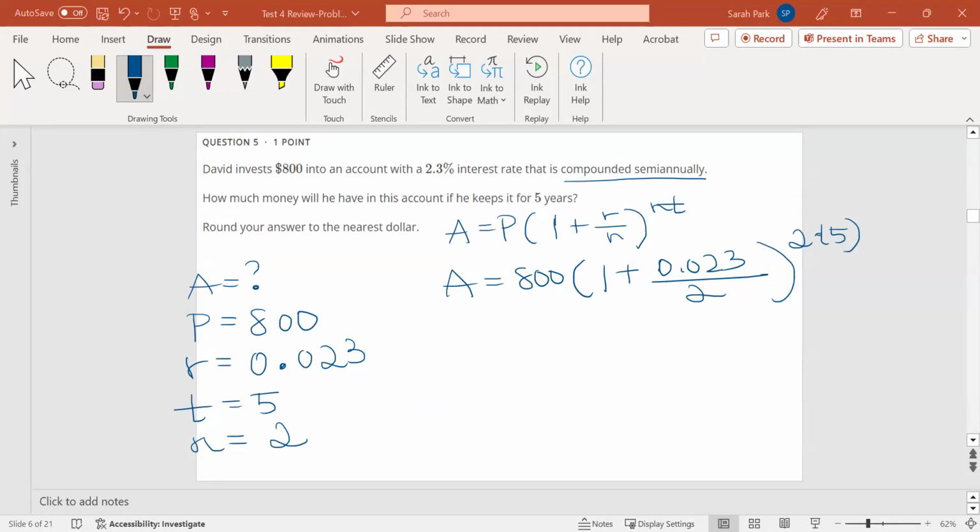And it says to round to the nearest dollar. So we got $896.91. Round to the nearest dollar is $897.